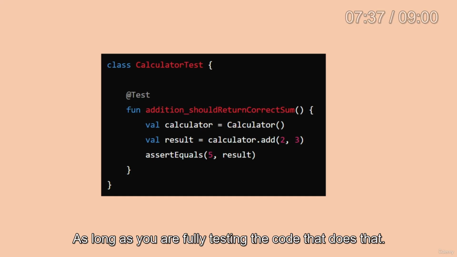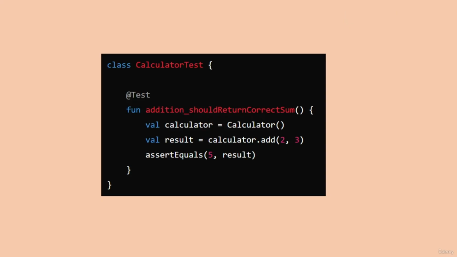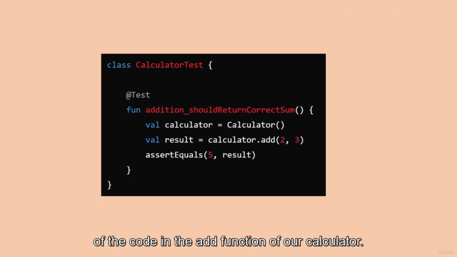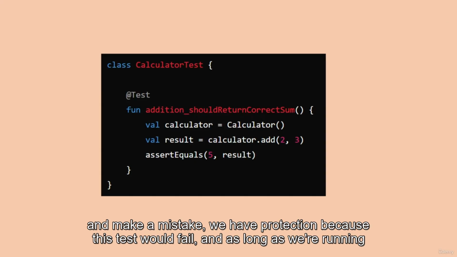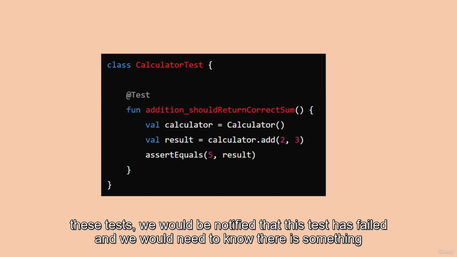As long as you're fully testing the code that does that, here, it's exercising the code base, all of the code in the add function of our calculator. That code will be running, so any null pointer exception or any serious problems that could happen at runtime will surface. If we change the add function in the future and make a mistake, we have protection because this test would fail. And as long as we're running these tests, we would be notified that this test has failed.